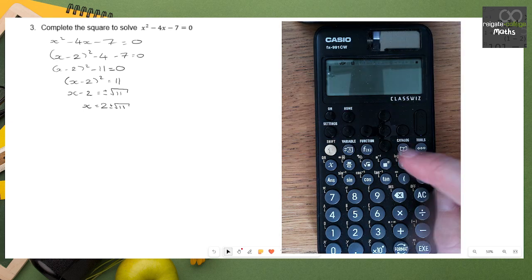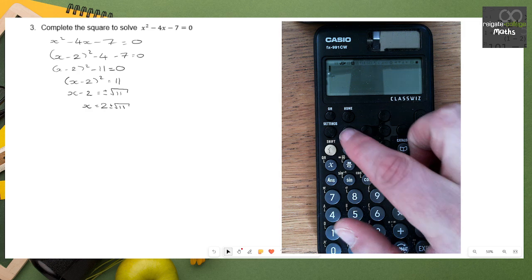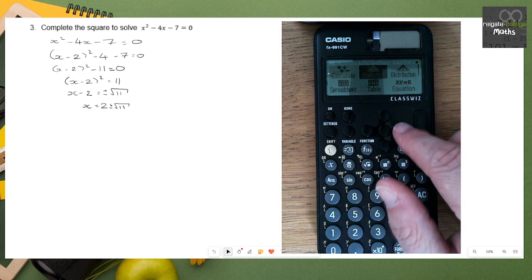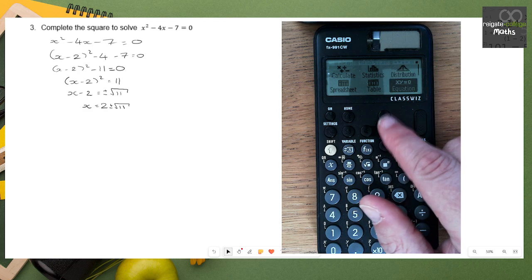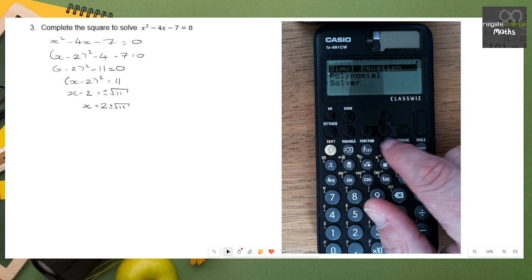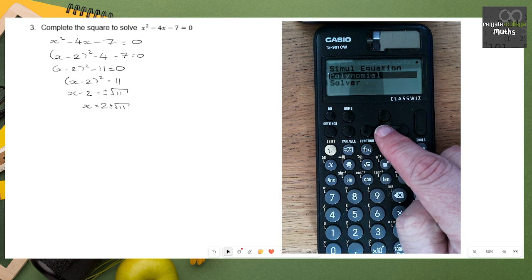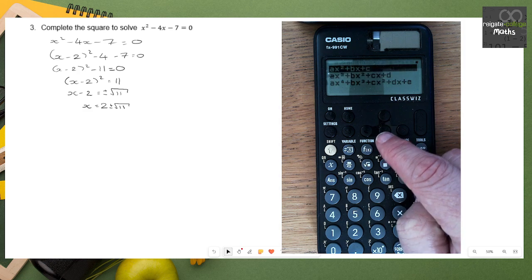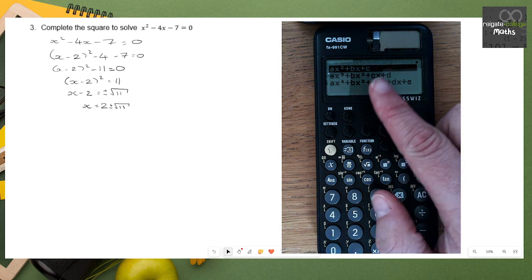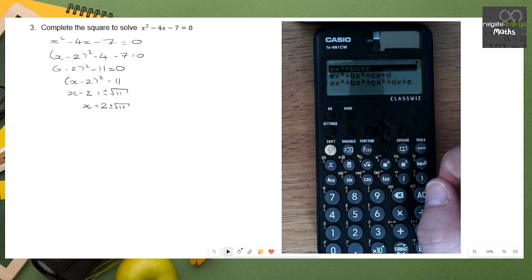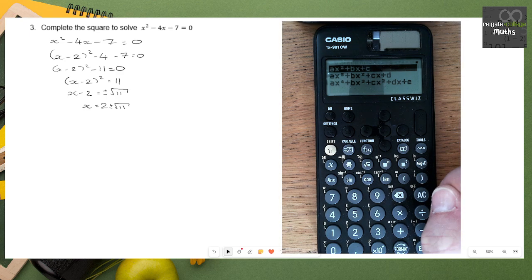Okay, so first things first, you need to go to wherever your menu is, and then find the equations option. So here we've got equation, and we select that. Now we want to go to polynomial, because we are dealing with what is known as a polynomial function. And in this case, it gives us a nice quadratic here. Different calculators will give you different options. If it's asking for an order or degree, the order is 2.